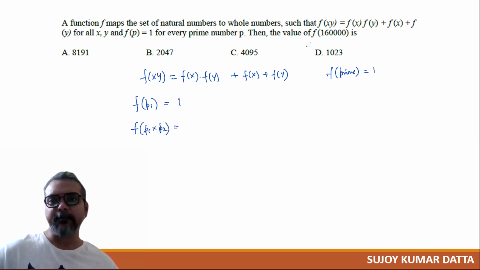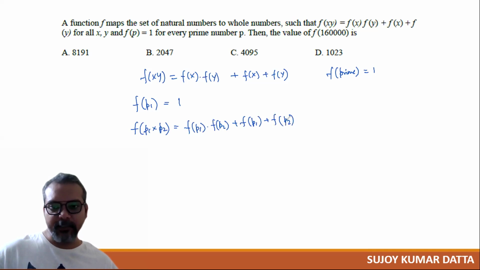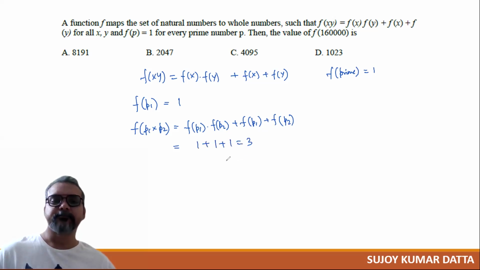Now, what if it's a product of two primes? We are not talking of distinct primes or identical primes or anything. It's just a product of two primes, x and y. So here it would now become f of P1 times f of P2 plus f of P1 plus f of P2. Why am I even doing this? Because as I said, every number can be split into its combination of primes. So it can be a product of two primes, sometimes three primes, it can be a product of 10 primes, but eventually it will always be a product of primes. So for this case, it now becomes 1 plus 1 plus 1. So that's 3. For two primes, it's coming 3. For one prime, it was 1.